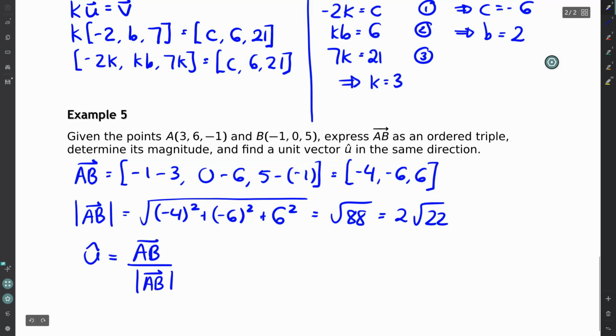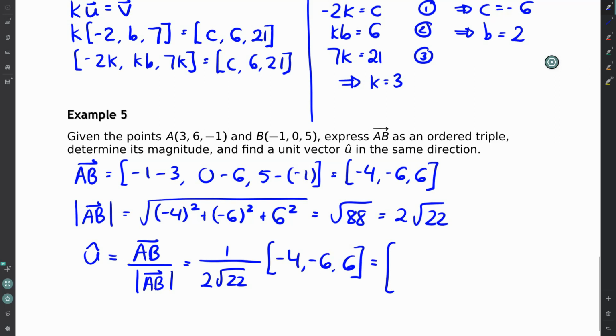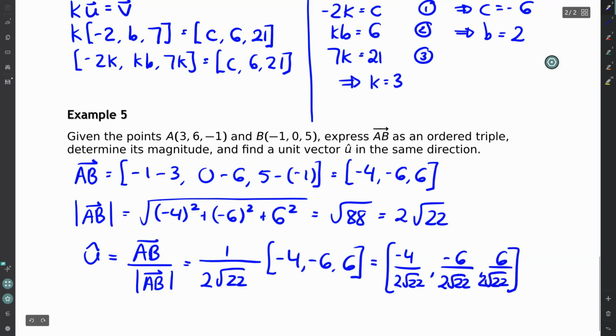the magnitude of AB. Equivalently, we multiply by the reciprocal of the magnitude of AB. Let's actually carry out the multiplication, and you'll see that we can do some simplifications. There is a common factor of 2 between the numerator and denominator. So negative 2 over root 22, negative 3 over root 22, and 3 over root 22.